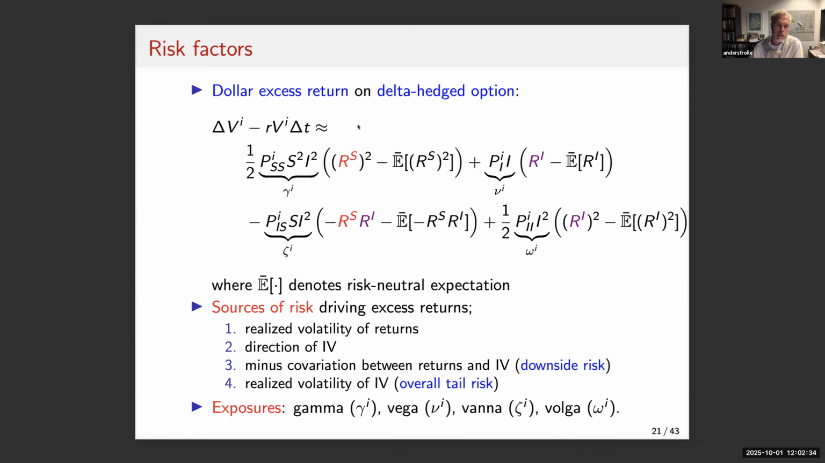So we have the realized volatility of returns, we have the change in implied volatility, we have minus the covariance between returns and implied volatility, which basically captures downside risk, and we have the realized volatility of implied volatility, so volatility of volatility, which captures overall tail risk. And the option exposures are then gamma, vega, vanna, and volga. These are standard Greeks in the option literature.